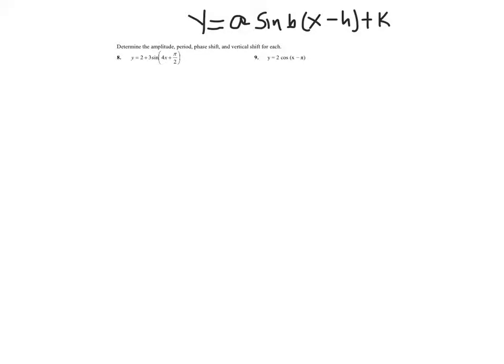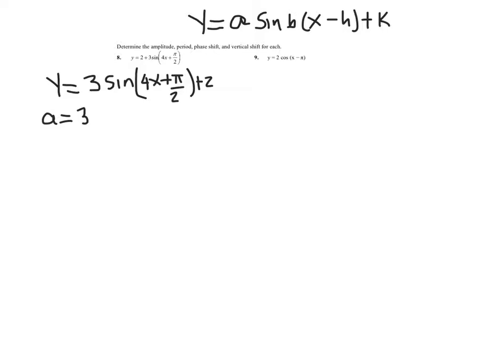So for the first one I'm going to rewrite it. So y is equal to 3 sine (4x plus pi over 2) plus 2. And there I just used the commutative property because it doesn't matter where I add the 2, it's the same thing. So from here I can see that A is equal to 3. A represents the amplitude, so the absolute value of that is 3.